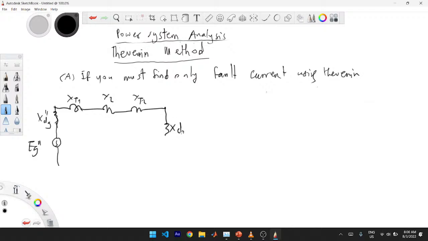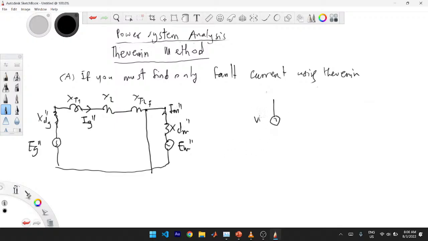We have XDM prime prime. We have EM prime prime. Sorry. So this is the actual circuit, right? So here I'm showing that the current is moving. The IG prime prime is to flow this way into the fault, right? And my IM prime prime is also flowing where? In this direction.